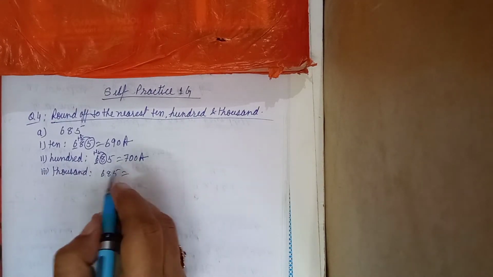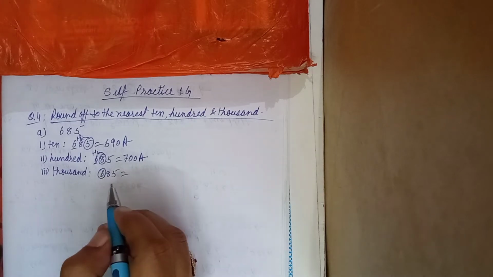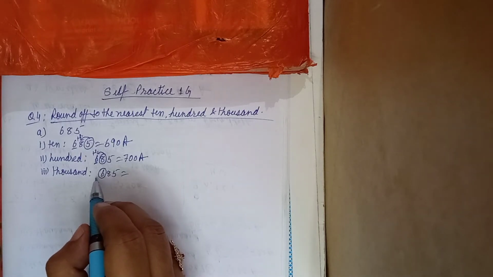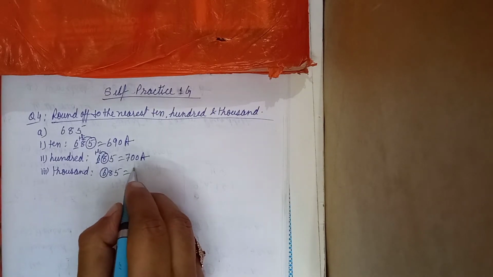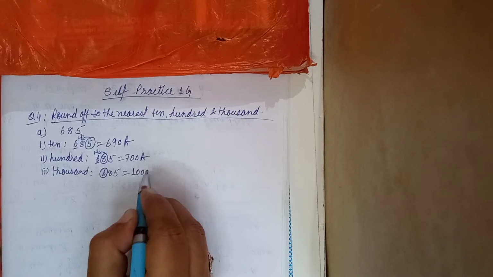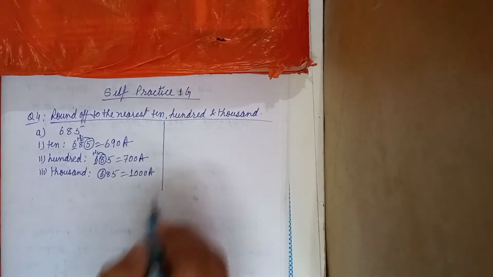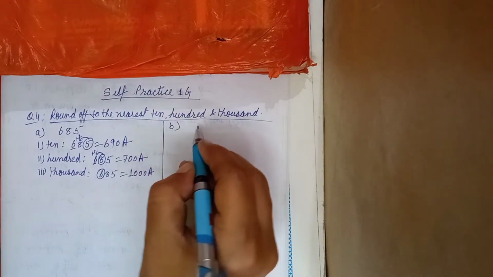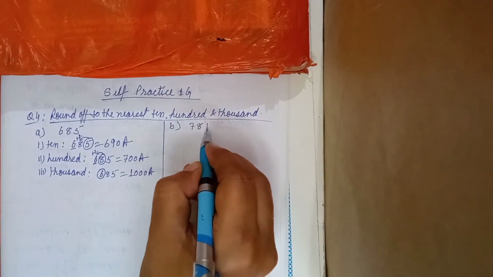685. For rounding off to 1000, we will see the 100 place. 100 place में the number is written 6, which is greater than 5. So we will transfer plus 1 to the next number, but there is no next number. So in the 1000 place, we will write 1, and in 100 place, tens place and ones place, we will put 0, 0 and 0. This is our answer. Question number B में the question is given 781.